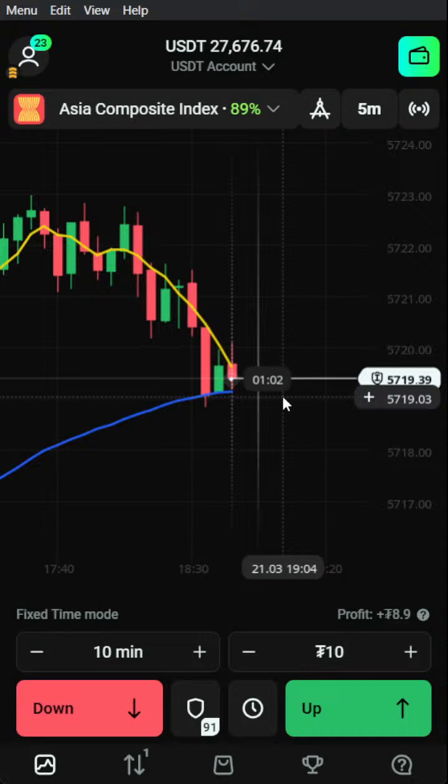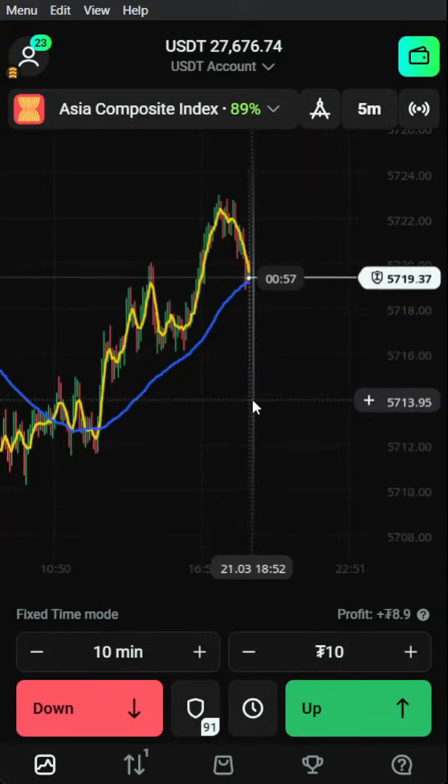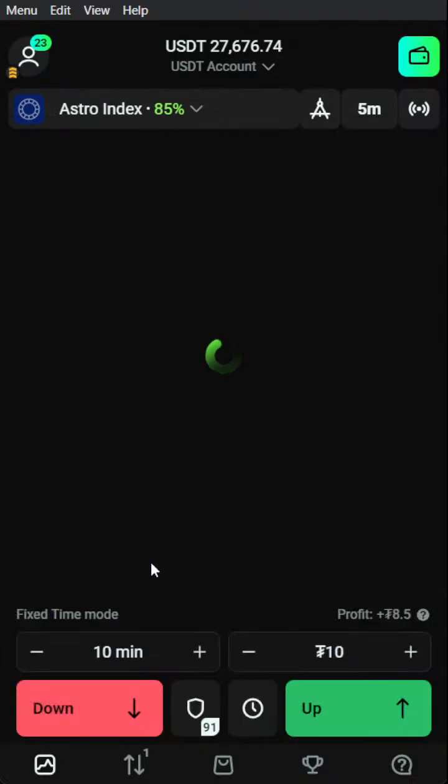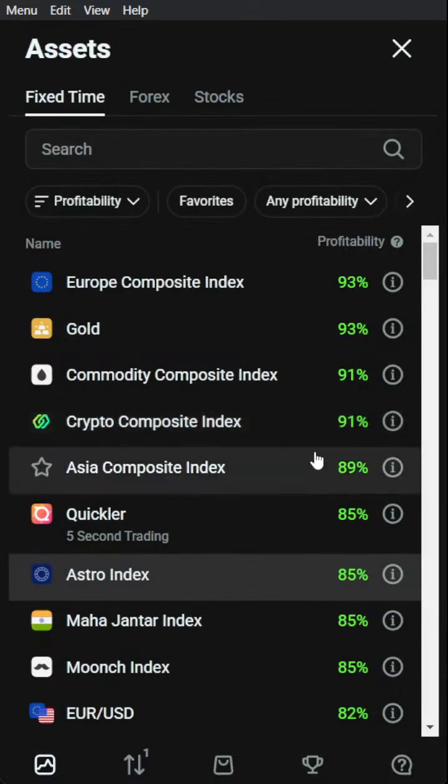Alrighty, let's check some more assets. I do see a signal coming up in Asia for down position, but that has still 57 seconds to go, so we will come back to that.